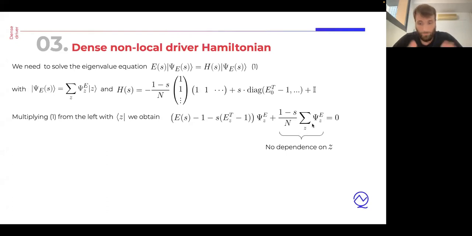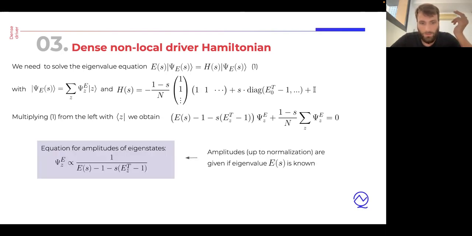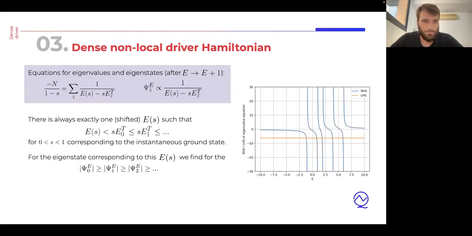So if it sums over all the basis states, it actually doesn't depend on any particular basis state. So this is just some constant. This equation gives us the amplitude of the eigenstate up to normalization. So if we know the eigenvalue, then we can get, up to normalization, the amplitudes of the corresponding eigenvector.